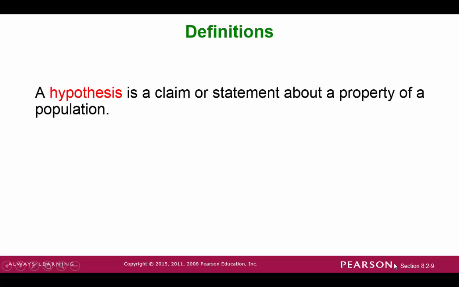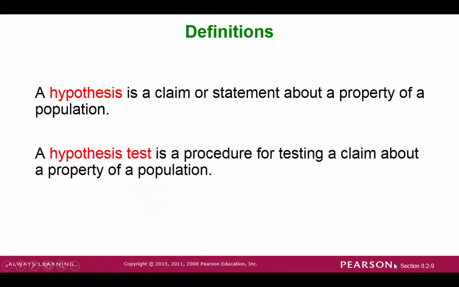Let's take a look at some definitions. A hypothesis is a claim or statement about a property of a population, basically about a population parameter such as proportion, mean, or standard deviation. A hypothesis test is a procedure for testing this claim.